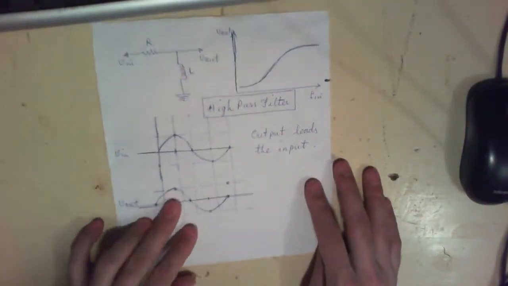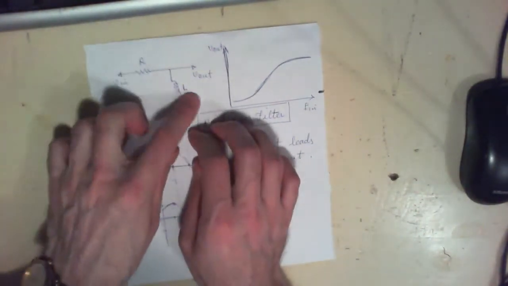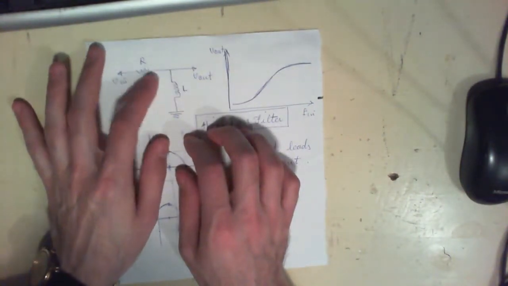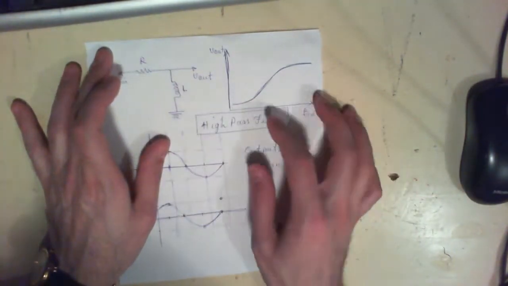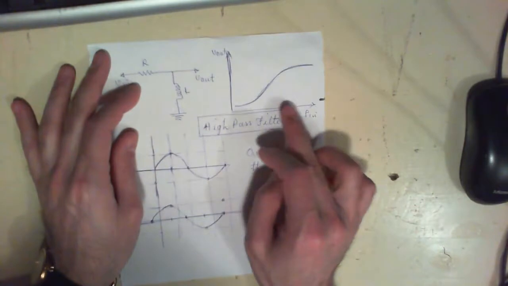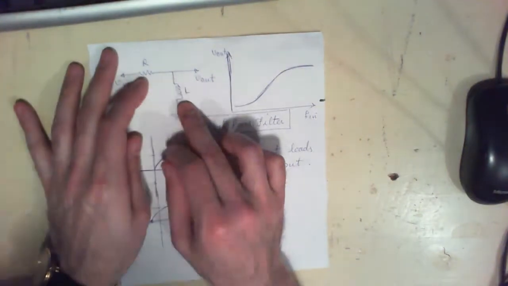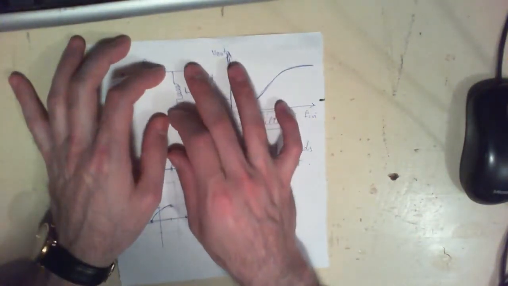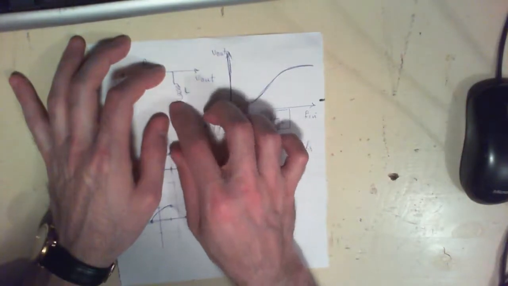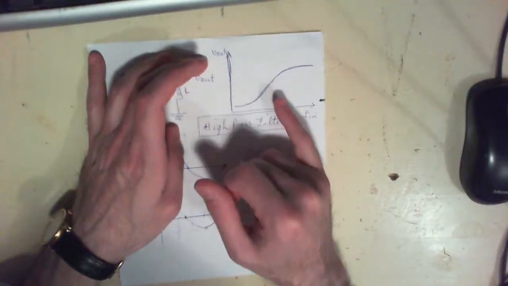A high-pass filter looks something like this. You have a resistor and an inductor connected in series. As you increase your frequency, the reactance of the inductor increases, and with that the voltage drop across the inductor is going to increase, and that gives the graph that you see over here.